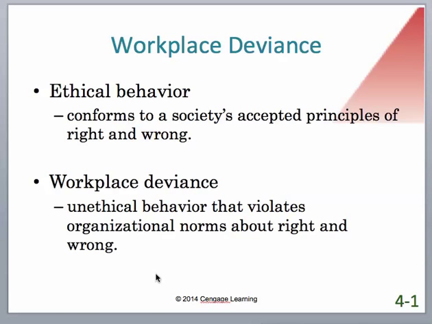And workplace deviance is unethical behavior that violates organizational norms about right or wrong. So now that an organization makes a statement about the ethical expectations of an employee, violation of this ethical standard, even if it's in line with your personal ethics or morals, if it still violates that workplace standard, then it would be considered workplace deviance.